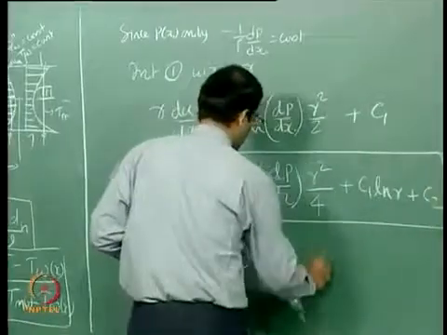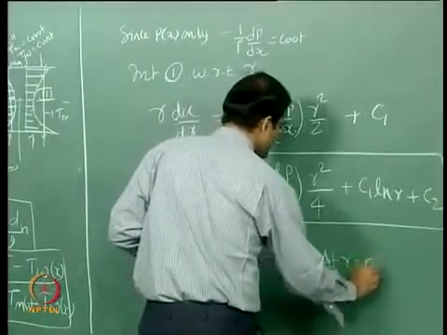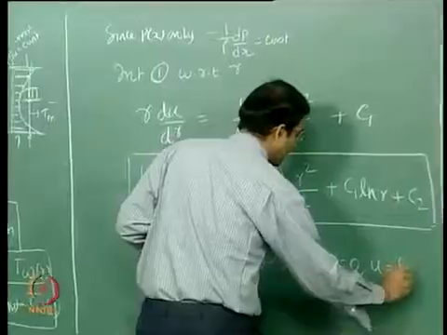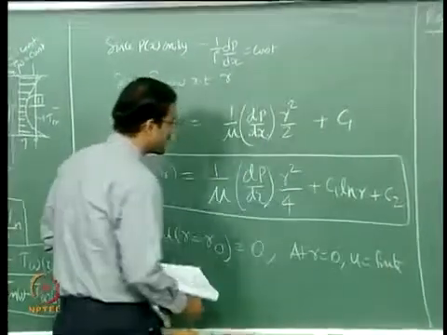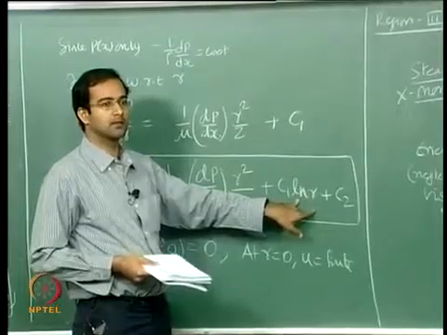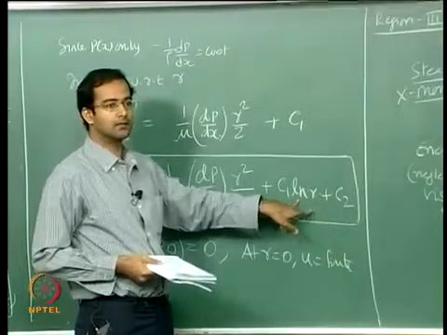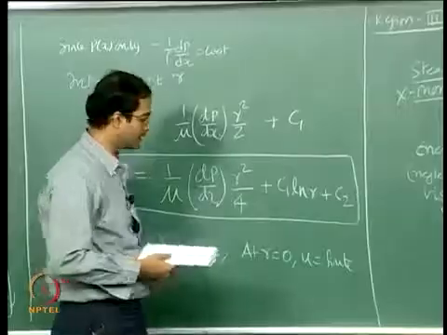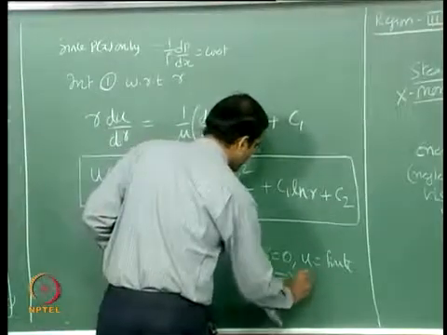Exactly. So at r equal to 0, u should be finite. Now directly you can look at this equation, if r goes to 0, this goes to infinity. So in order to make u finite, c1 has to be 0. Okay, so directly this gives you c1 is 0.